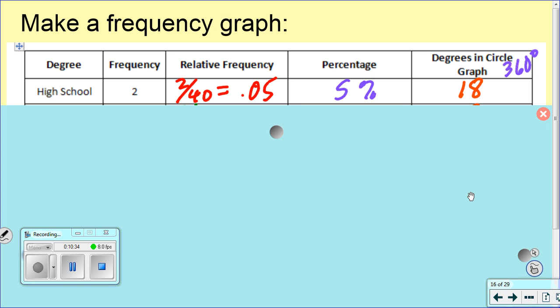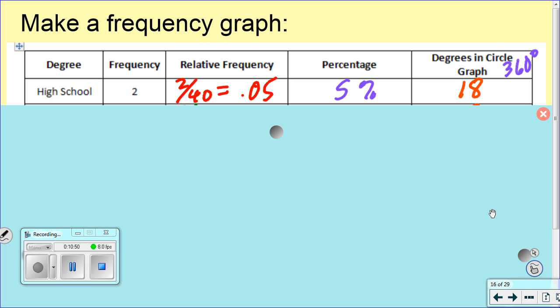We're going to look at that a little bit more here in a minute. Okay, there's a lot of information here, so we will practice this in class. So let's take a look at this. We're going to make a graph from some data that we have. So highest degree earned, that's the data that we have.